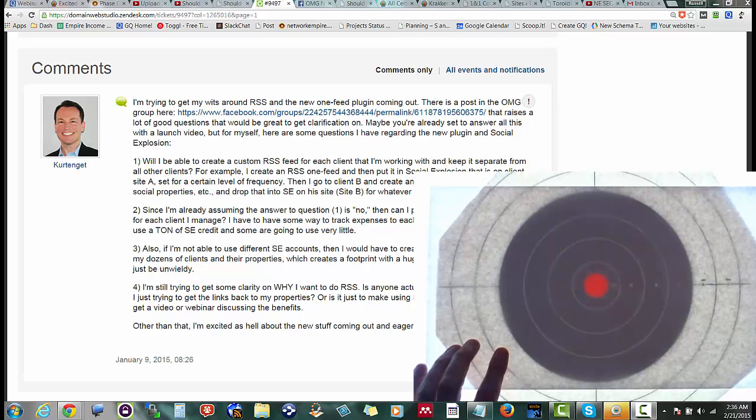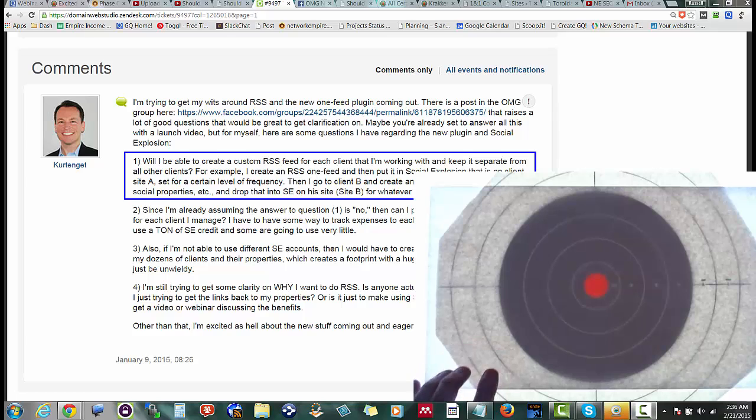Kurt is asking, will I be able to create custom RSS feeds for each client I am working on and keep it separate from all other clients? For example, I create an RSS one feed and then put it in Social Explosion on one client site for a certain level of frequency. Then I go to client B to create an RSS one feed for him with his social properties, etc., and drop that into Social Explosion site B for the frequency I desire. Now, that's actually two questions.